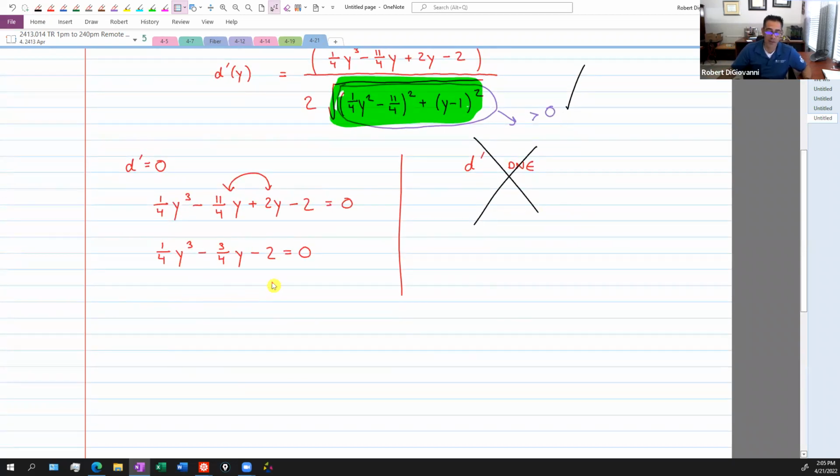I need to solve this. And I have good news and bad news. The bad news is we can't solve that, not with anything we have. We don't have a way of solving that. You could try synthetic division and all that, but it's not going to work. We have run into an equation for the first time in this class that we can't solve.